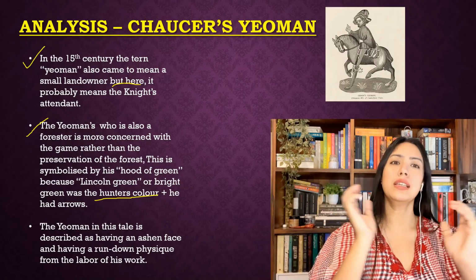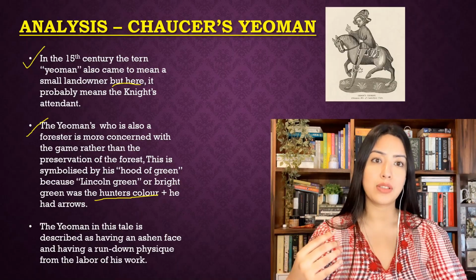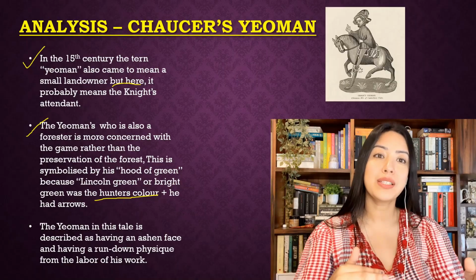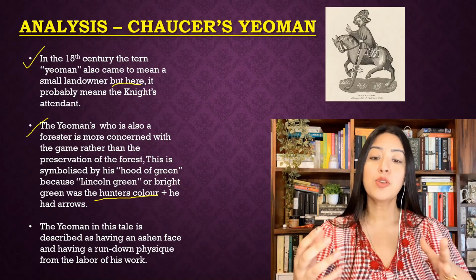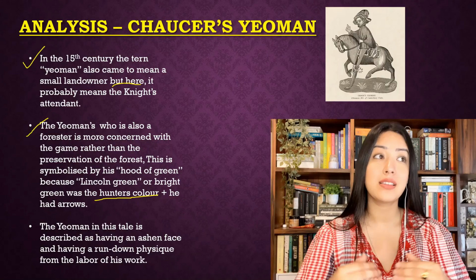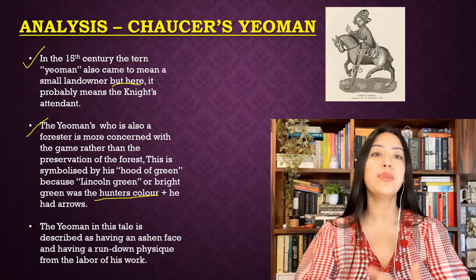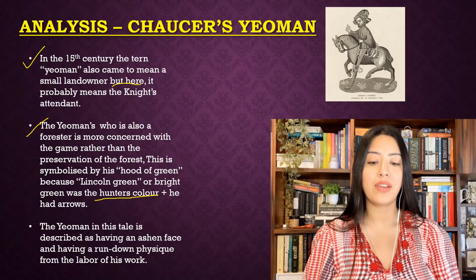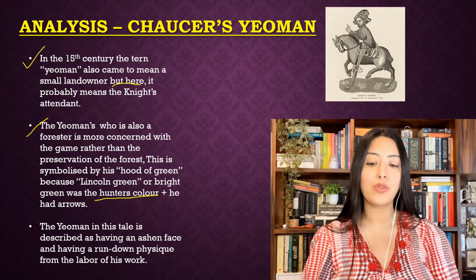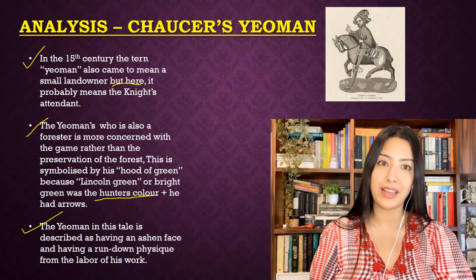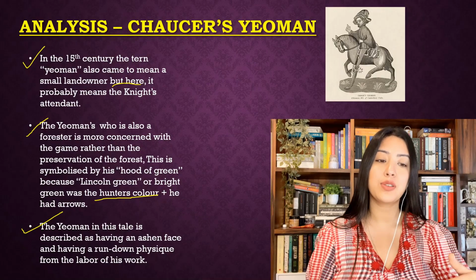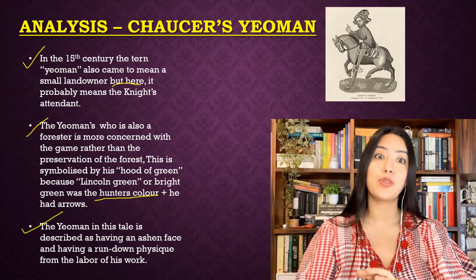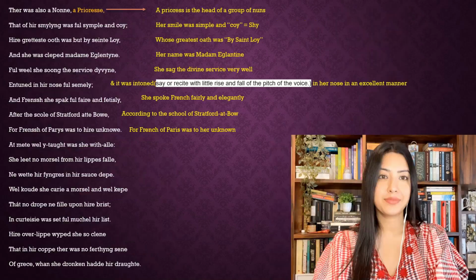So here there's nothing much to analyze out of the box. It is a direct description of the kind of people who were present in the society during that time. So yeoman is one of them, one of the people in that society, and he's describing such a person to us. So the yeoman in this tale is described as having an ashen face and having a rundown physique from the labor of his work. So you'll understand this when you listen to the yeoman's story. So this is the analysis of Chaucer's yeoman. Now we're going to move on to the prioress.